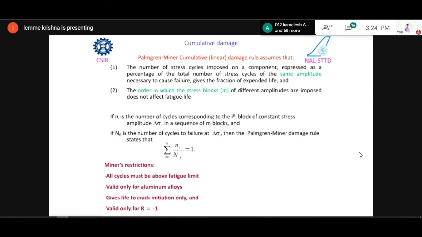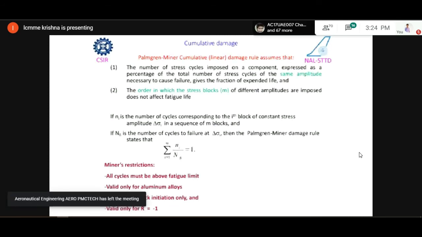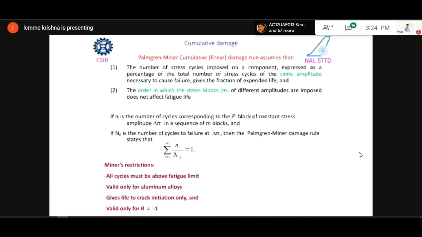We have some other restrictions. All cycles must be above the fatigue limit, that means they are above the endurance limit. It is valid mostly for aluminum alloys, and gives a life to crack initiation only. It is valid only for R equal to -1, that is a totally reversed cycle.